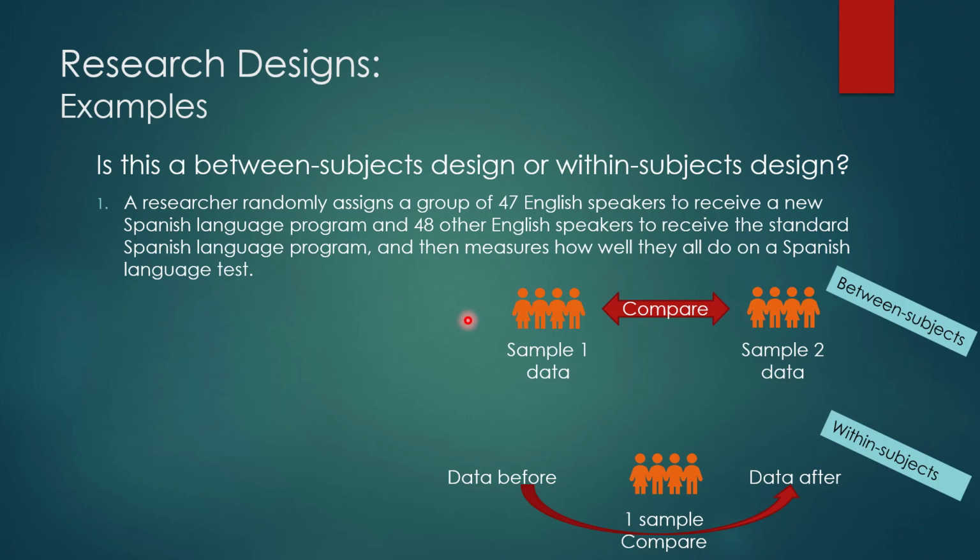Is that a between subjects design or a within subjects design? Are there two groups of individuals and they're comparing their scores on that Spanish test? Or is it one group of individuals and they're looking at their Spanish scores before and after some sort of intervention? Well, let's see. We have 47 English speakers assigned to one language program, so that's one sample. 48 others receive the standard Spanish language program, so that's a second sample. So this would be a between subjects design.